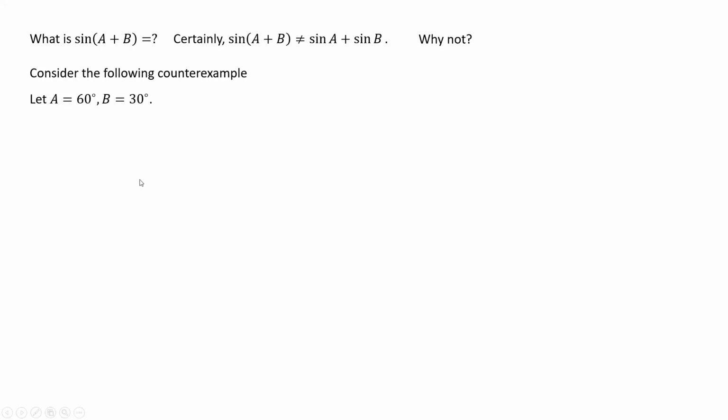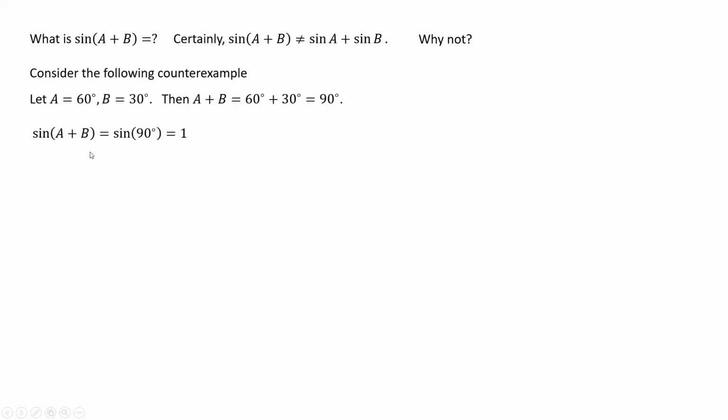Consider the following counterexample. Let's pick A to be 60 degrees and B to be 30 degrees. I could have picked radians, but degrees. So A plus B would be 90 degrees, right? First, we will evaluate the left-hand side, sine of A plus B, as sine of 90 degrees. And then we'll evaluate the right-hand side as sine of 60 degrees plus sine of 30 degrees, sine A plus sine B, and see whether or not they are equal.